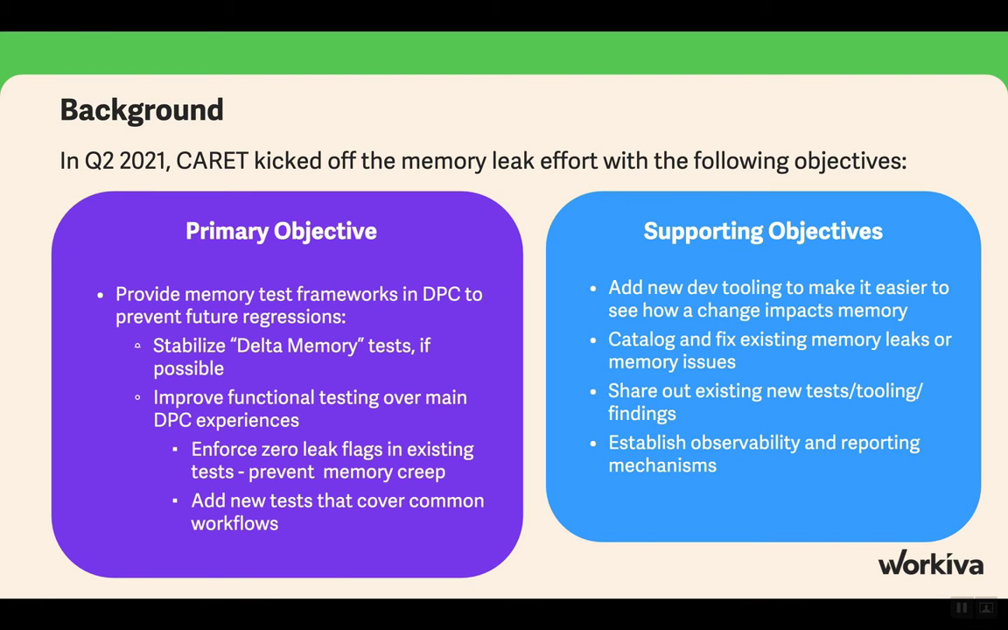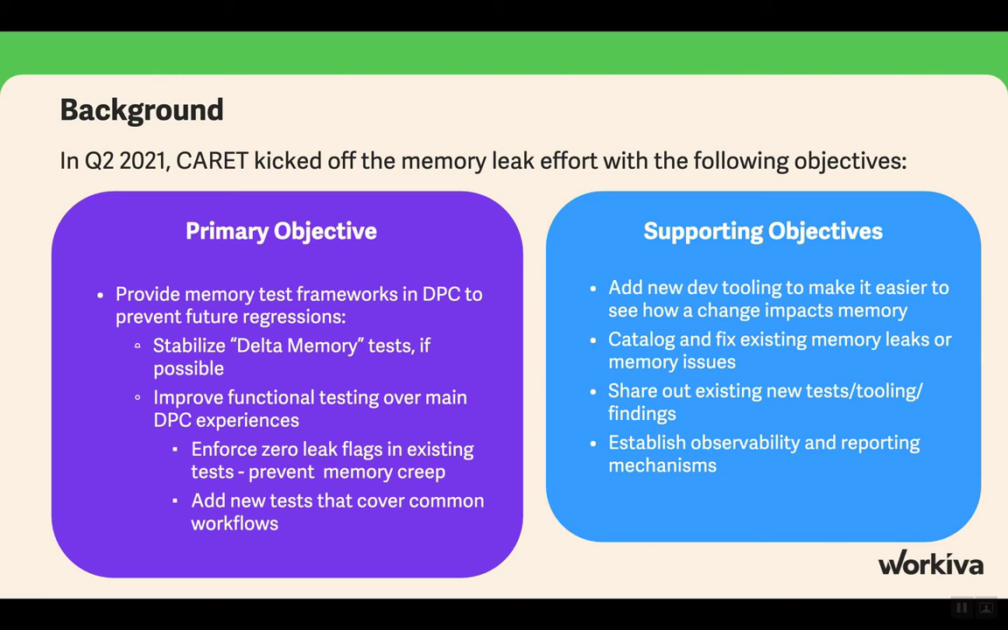A little bit of background: back in Q2, Carrot kicked off the memory leak effort with the following objectives. Our primary objective was to provide memory test frameworks in DPC so that we could help prevent future regressions. Stabilize the delta memory tests if possible, improving functional testing across the experience, and that encompasses enforcing zero leak flags in existing tests in order to prevent memory creep. And then add new tests that cover common workflows. That's what Carrot focused on. We need your help with enforcing zero leak flags in existing tests to prevent memory creep, and I'll talk a little bit more about that in a couple slides.